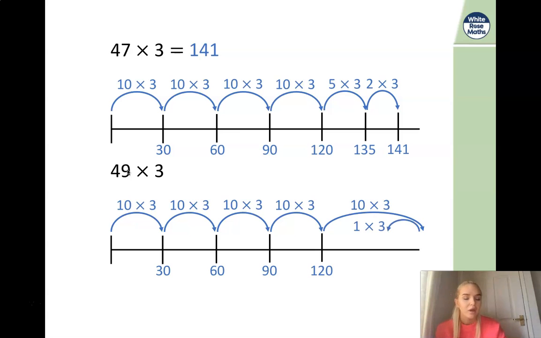But what we can also do is work out 10 multiplied by 3 and look, take away that 1 multiplied by 3. So what is 10 multiplied by 3? We know that, 30. And what is 1 multiplied by 3? 3. So we are taking that 3 away from that 30, which gives us what? 30 take away 3. 27, well done. So we're adding that 27 onto our 120, which gives us the answer of 147.